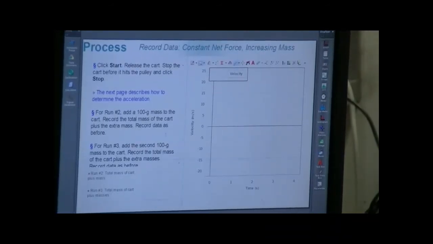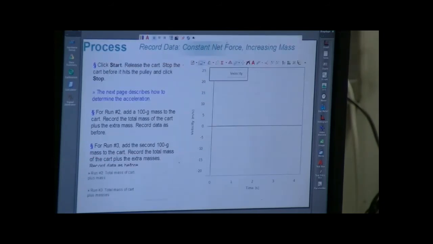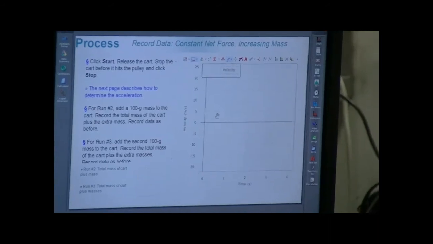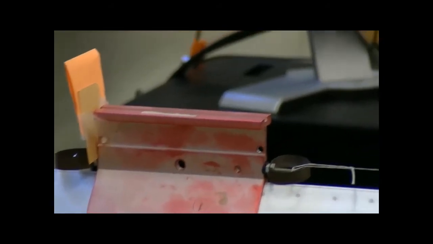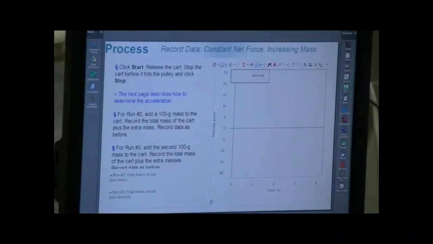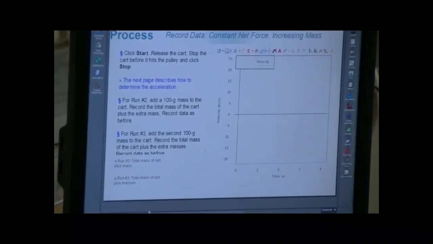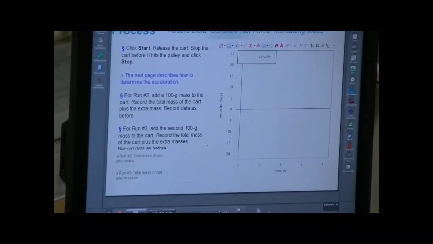Okay, so I had measured the mass of the cart, which is 197.25. We are then going to do our 3 runs. So first is going to be without the mass. Second is we're going to add 100 grams to the cart. And then the third, we're going to add another 100 grams to the cart, leaving the mass on our hanger exactly the same. So first, we're going to do the measurement without the mass. You can go ahead and do that.